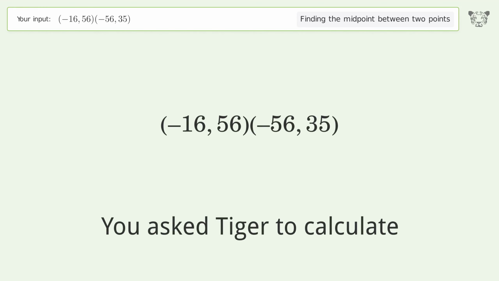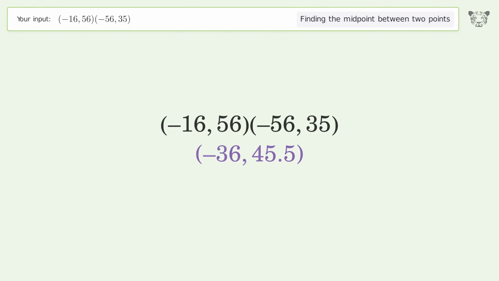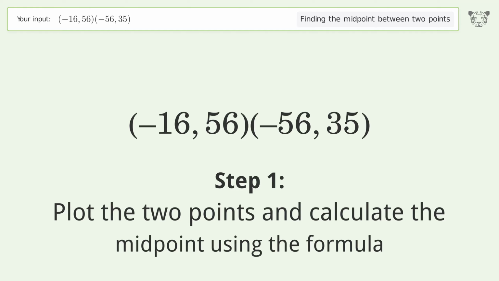You ask Tiger to calculate. This deals with finding the midpoint between 2 points. The midpoint between the 2 points is negative 36, 45.5. Let's solve it step by step. Plot the 2 points and calculate the midpoint using the formula.